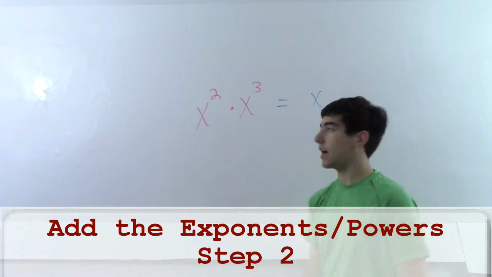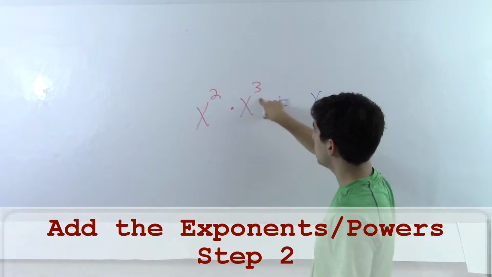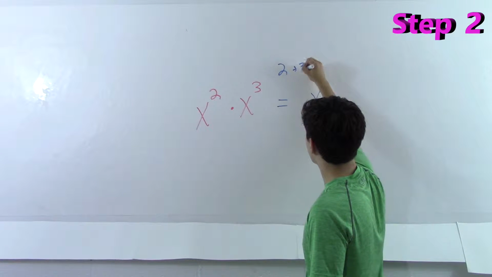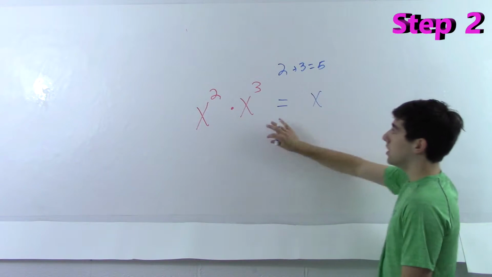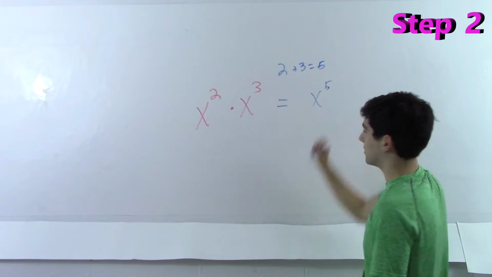Step 2 is to add your exponents. So we have an exponent of 2 and an exponent of 3, which is equal to 5. So our final exponent is 5.